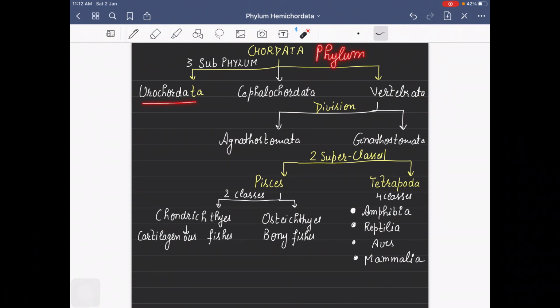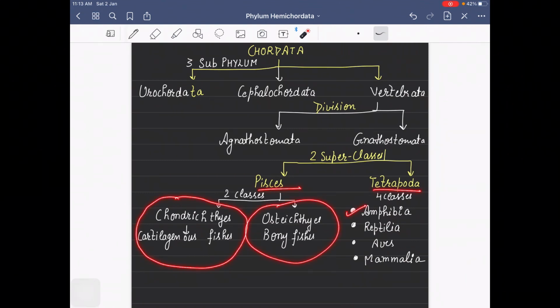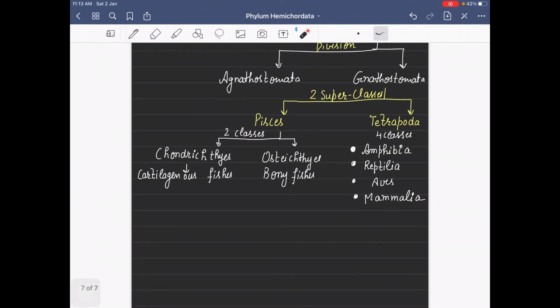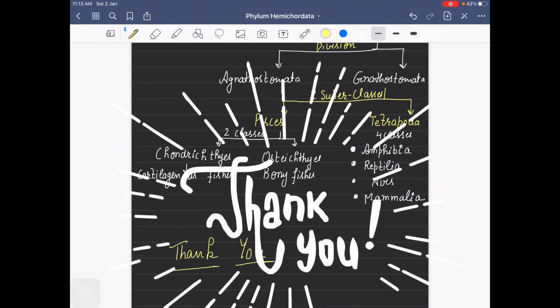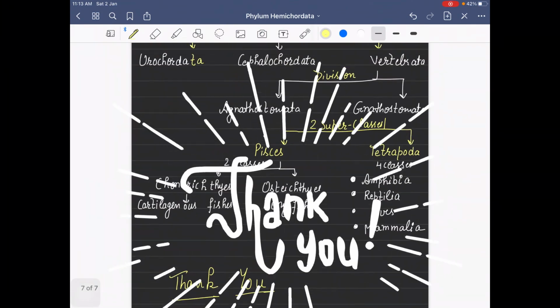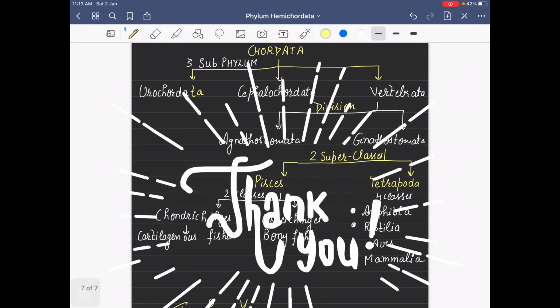So this is the complete classification of our phylum Chordata. Three subphylums, Urochordata, Cephalochordata, Vertebrata. Two divisions, Agnathostomata and Gnathostomata. Gnathostomata has two superclasses, Pisces and Tetrapoda. And finally, Chondrichthyes, Osteichthyes, and Amphibia, Reptilia, Aves and Mammalia. So this is all about today's lecture, and I really wish that you are all able to understand this classification at least, and in the next we will continue with the classes of phylum Chordata.